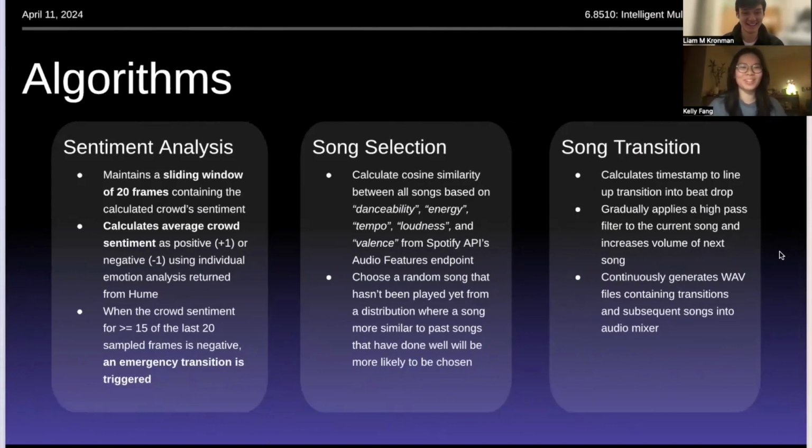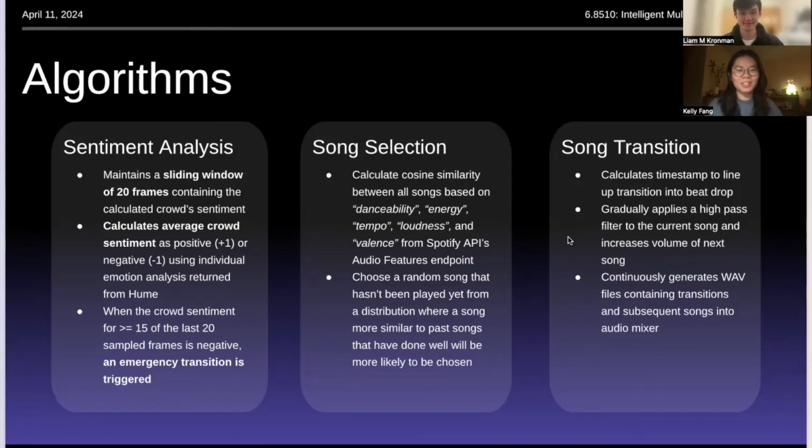So a little bit more into the algorithms that we developed for the system. In terms of sentiment analysis, we created a sliding window of 20 frames to keep track of the history of the crowd sentiment. And then we used the individual emotion analysis returned from Hume to calculate the average crowd sentiment as positive or negative, and then store that in the sliding window. And then using the sliding window information, we determined if an emergency transition needs to be triggered by detecting that, for the last 20 frames, the majority of the crowd sentiment has been negative.